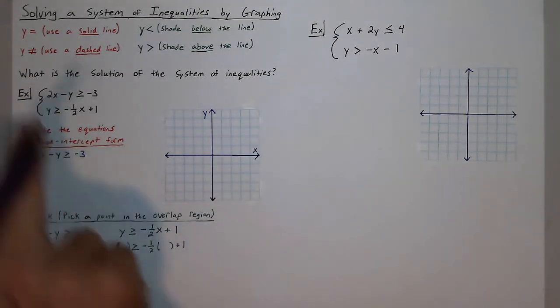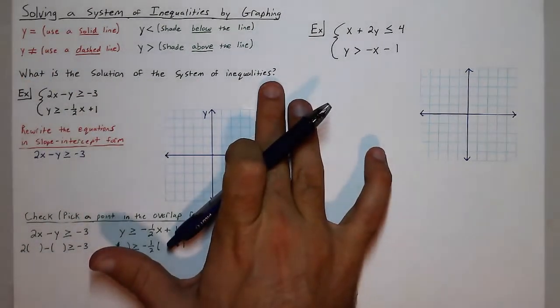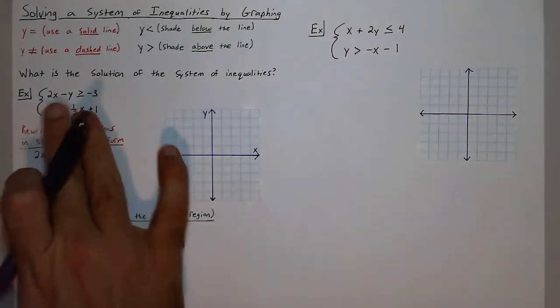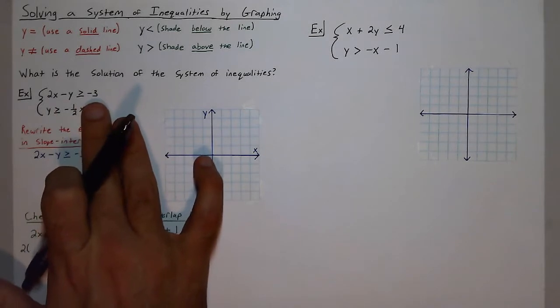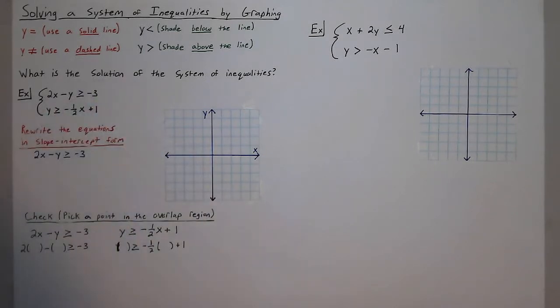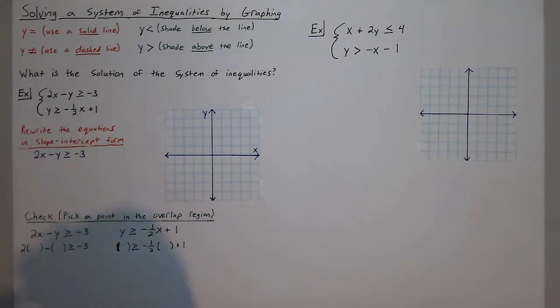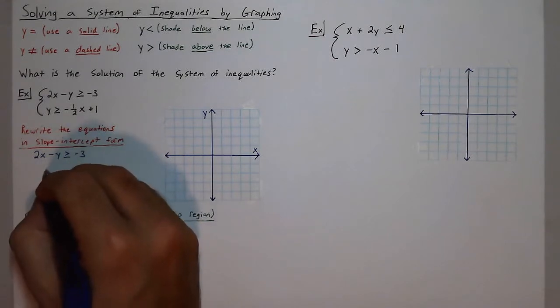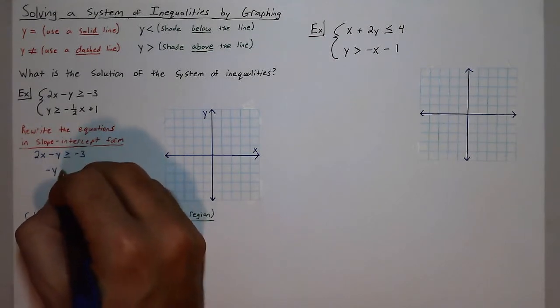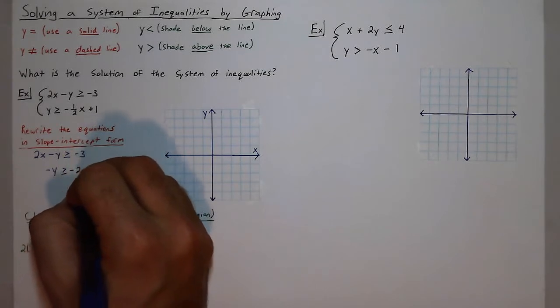Now, what is the solution of this system of inequalities? 2x minus y is greater than or equal to negative 3, and y is greater than or equal to negative 1/2 x plus 1. Now, in order to graph an inequality, we need to put it into slope-intercept form. So I'm going to take 2x minus y is greater than or equal to negative 3, and I'm going to subtract 2x. Negative y is greater than or equal to negative 2x minus 3.